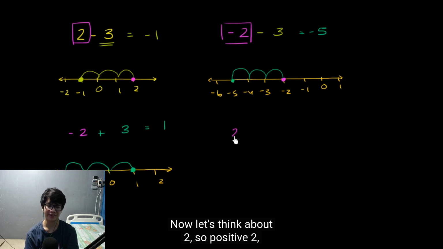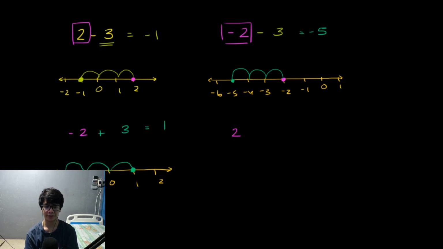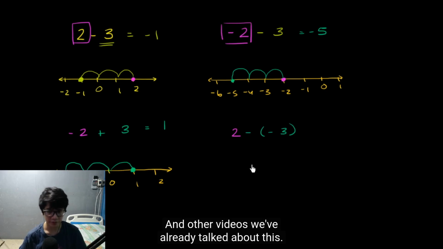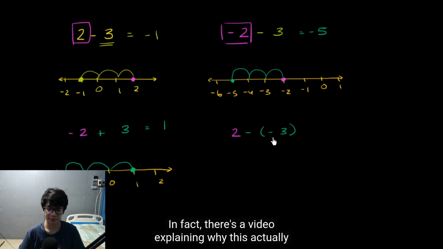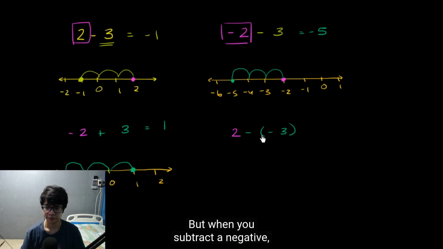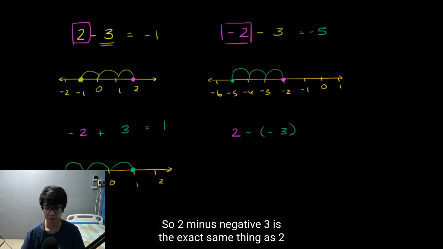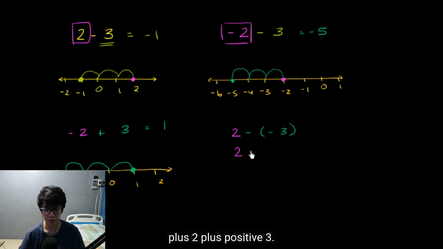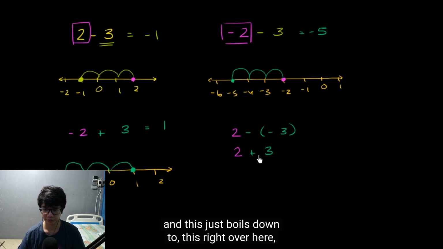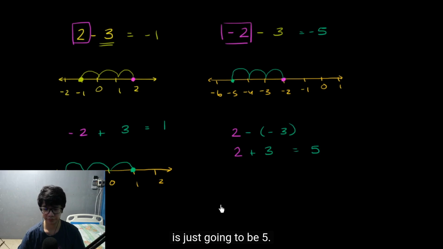Now let's think about positive 2. And we're going to subtract a negative 3. In other videos, we've already talked about this. In fact, there's a video explaining why this actually makes sense. But when you subtract a negative, this is the same thing as adding the positive. So 2 minus negative 3 is the exact same thing as 2 plus positive 3. These two statements are equivalent. And this right over here is just going to be 5.